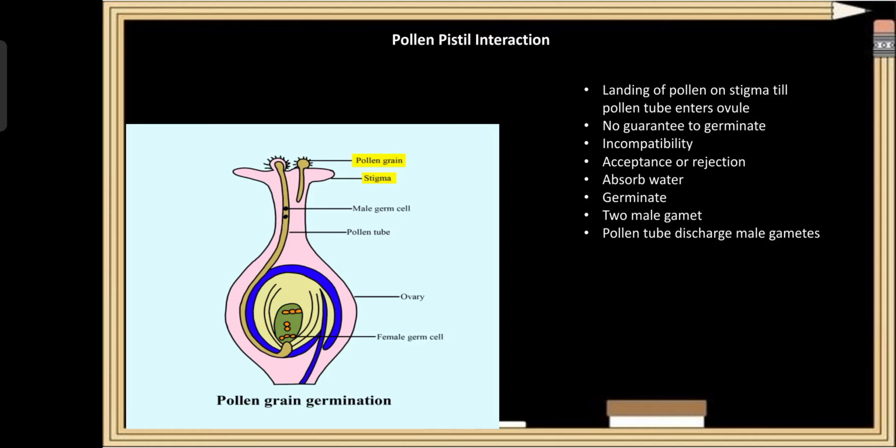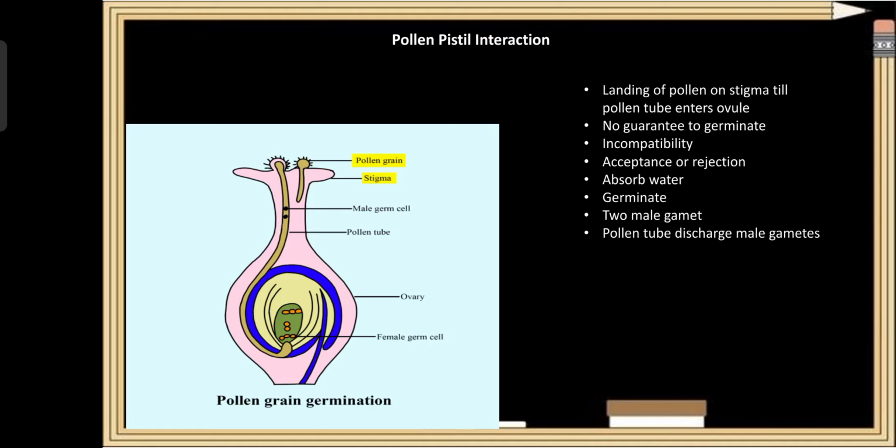So I will repeat once again. Pollen-pistil interaction means a series of events from landing of the pollen grain on the stigma till the pollen tube enters the ovule. Here the stigma acts as a platform to receive pollen grains from many sources. Even if a pollen grain has landed on the stigma, there is no guarantee that it is going to germinate. The pollen should be of the same species. When the pollen grain fails to germinate, it is a sign of incompatibility. The interaction may result in either acceptance or rejection of the pollen grain.